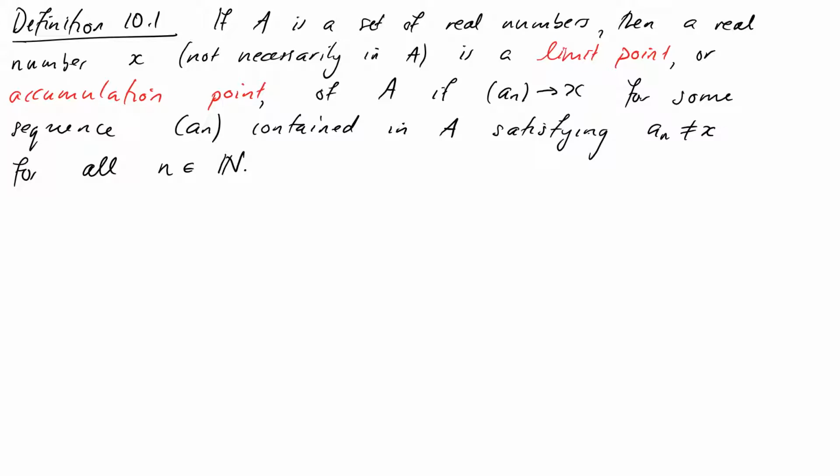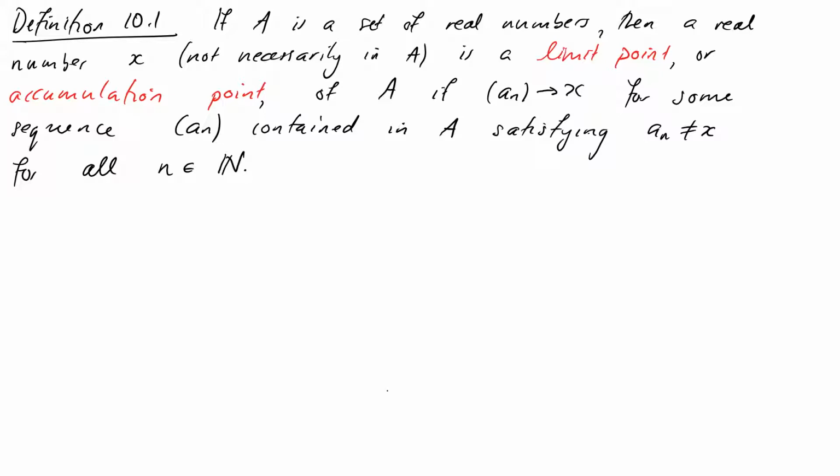Okay, so before we do that, we're just going to have a preliminary definition that we're going to work with, and it's the notion of a limit point or an accumulation point. Different words, same concept. So if A is a set of real numbers, then a real number X is a limit point of A if a sequence a_n tends to X, for some sequence in A where none of the terms are actually equal to X for all n in the natural numbers. Okay, that sounds a lot worse than it is.